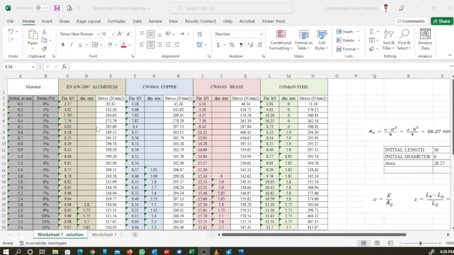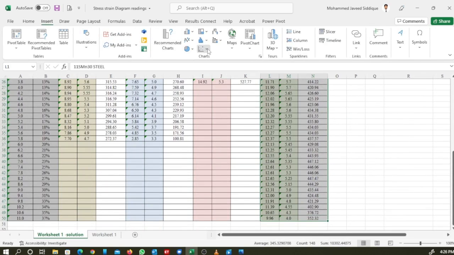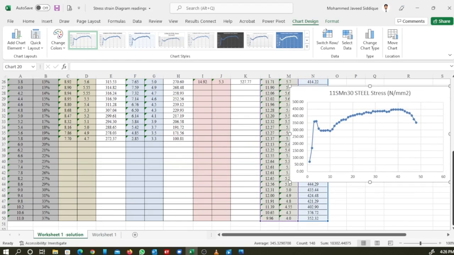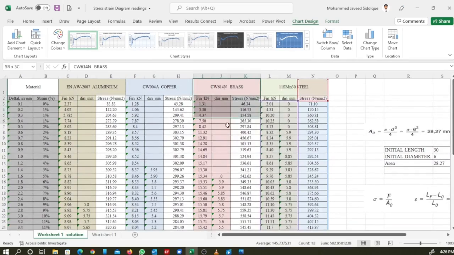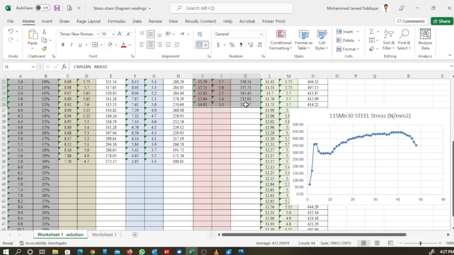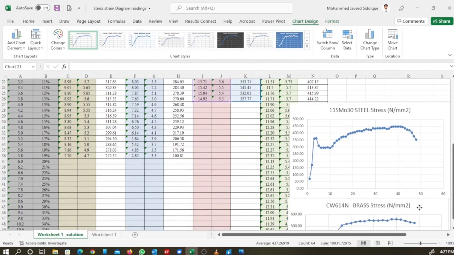So if you look at drawing the graphs, I have completed the sheet for you here, stress for each of these materials, aluminum, copper, brass and steel. So it's very easy now to draw the graph. I'll select this, go to insert, scatter plot, and I have the graph for the steel. Similarly, you can draw the other graphs for other materials. I will select it for brass. Now of course you can draw all of these graphs in one single graph, but I'm drawing them individually here. It is up to you whichever way you want to go. So again, scatter plot for brass, for steel is here.